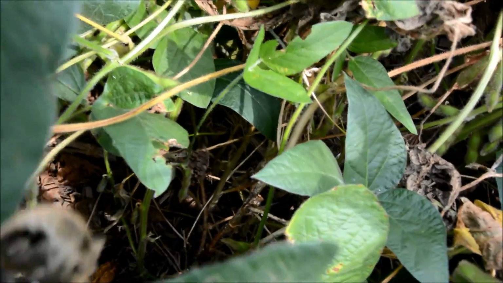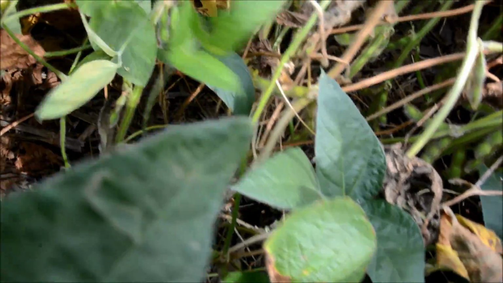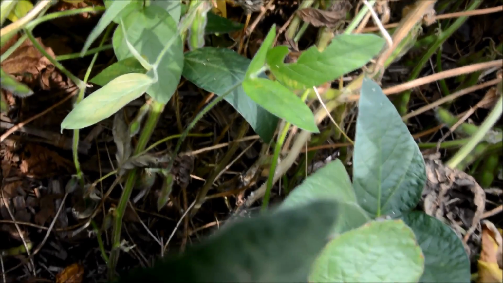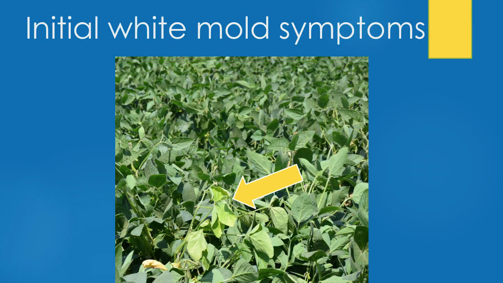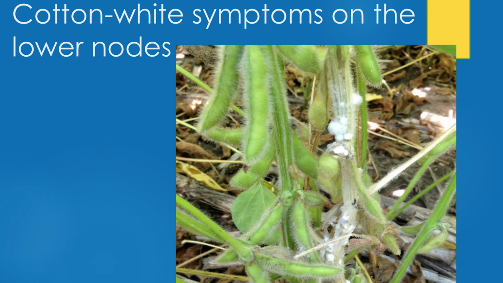As the symptoms advance, you might also see black sclerotia. It looks kind of like mice droppings, and that's the survival structure of this fungus, and it can be at the outside part of the plant, but it can also be inside the stem.